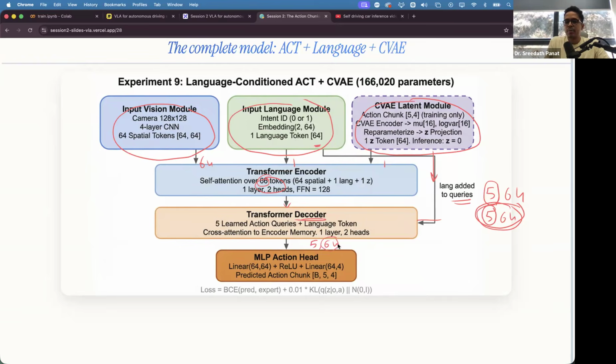These 64 dimensions are projected into 64 dimensions itself once, followed by ReLU. Then it is projected into 4 dimensions. Now these 4 dimensions are passed through sigmoid to produce the 4 actions. Like that, you have a length of 5 for the next 5 time steps, so sigmoid will be applied for each of them. In training, you will have cross entropy loss plus the KL divergence loss. So this is the complete action chunking transformer architecture conditioned with language.